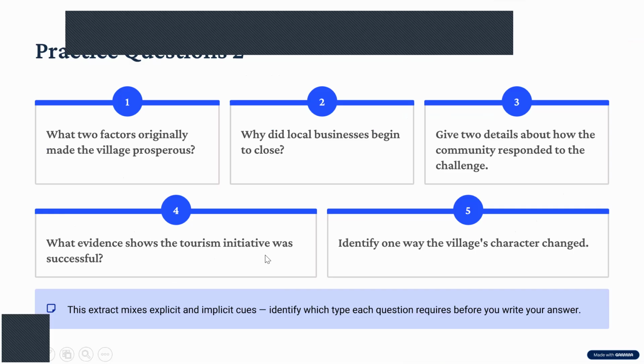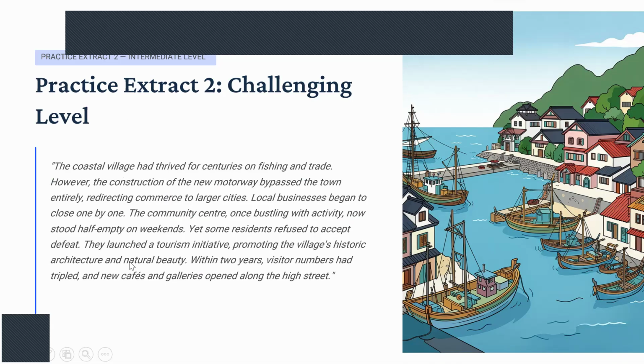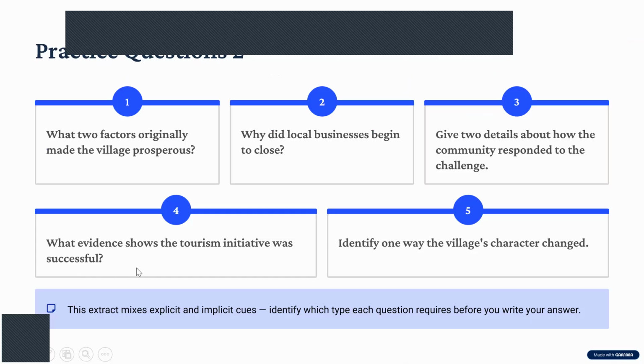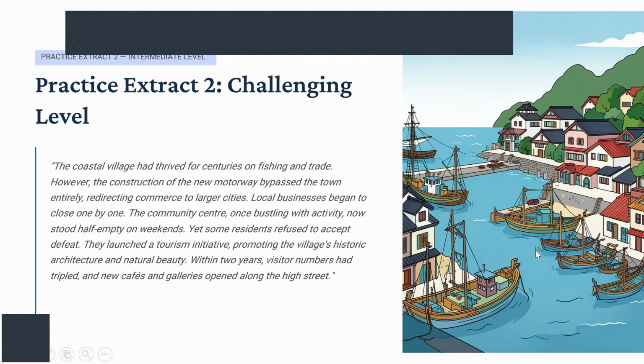What evidence shows the tourism initiative was successful? How was the tourism successful? See, within 2 years, visitors' numbers had tripled. You can simply write visitors' numbers had tripled in just 2 years. Answer done. Identify one way the village's character changed.